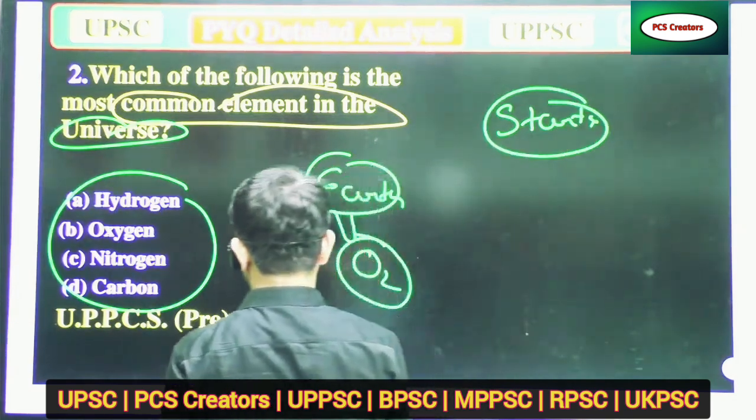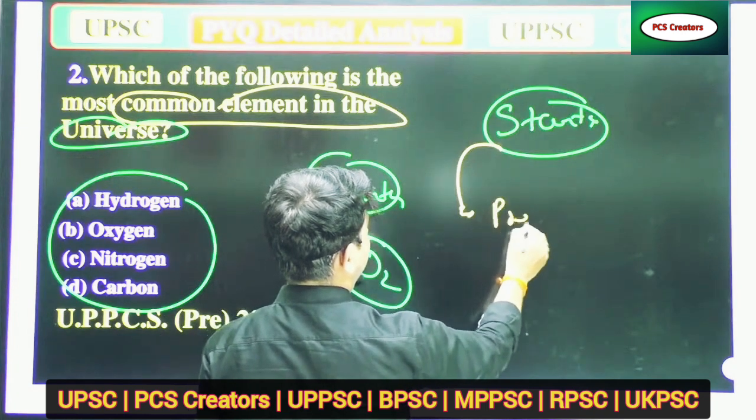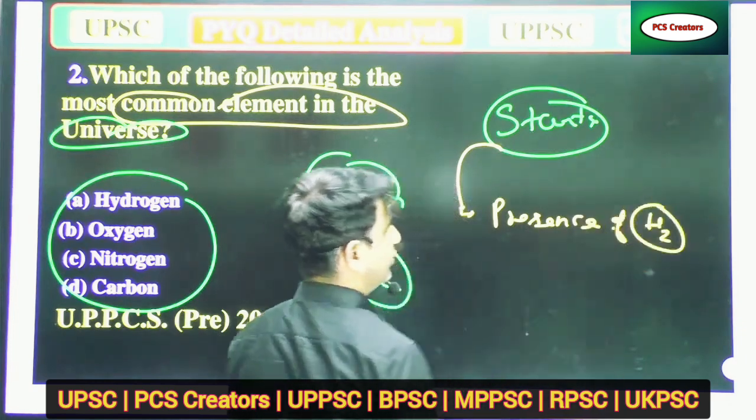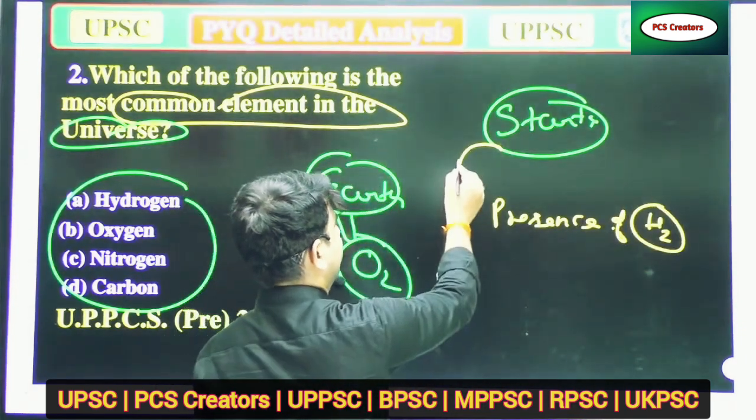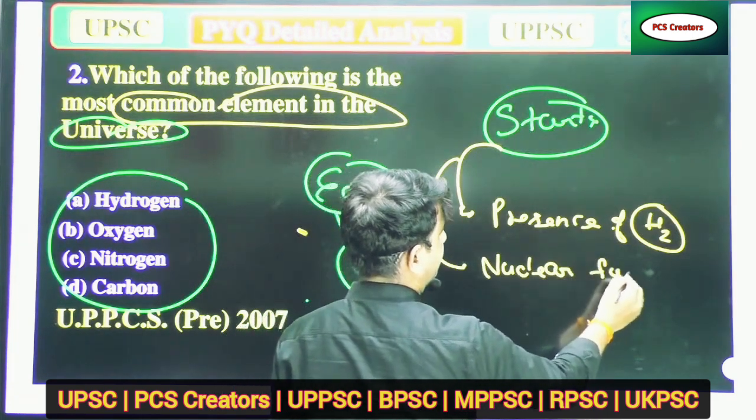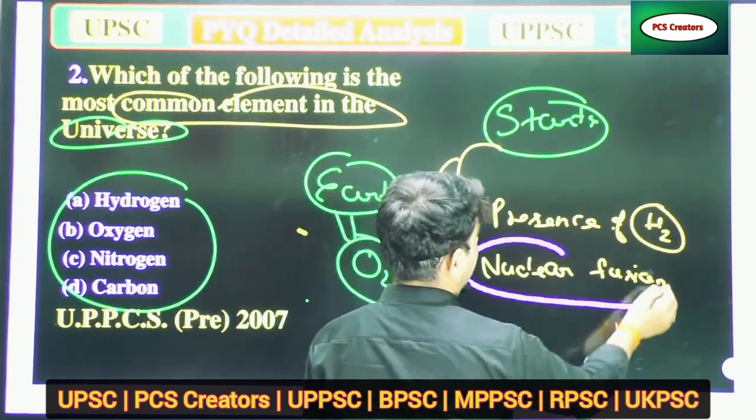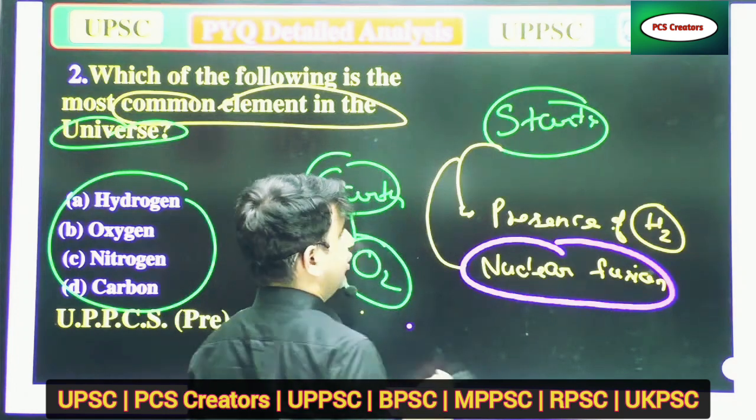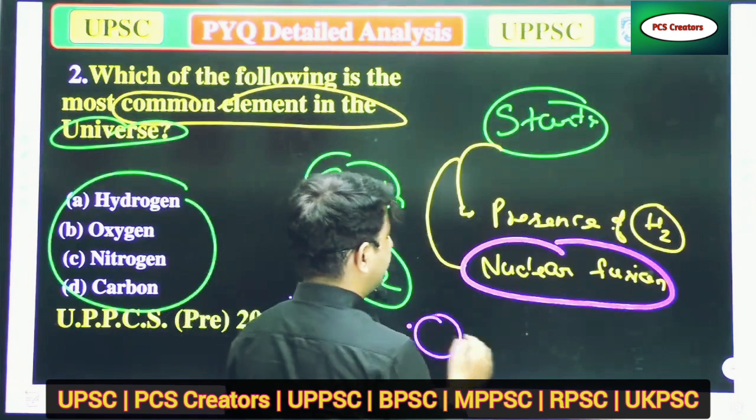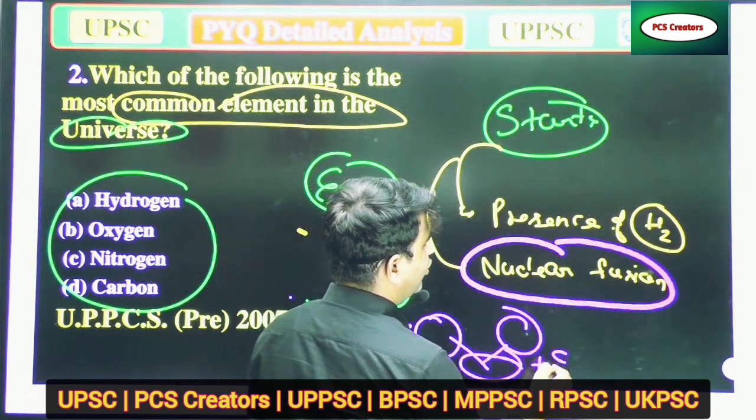Generally, the stars' energy is due to the presence of hydrogen, and the process behind it is nuclear fusion. Nuclear fusion is a process by which two or more, mainly two, small elements combine with each other to form a big element, plus a huge amount of energy.